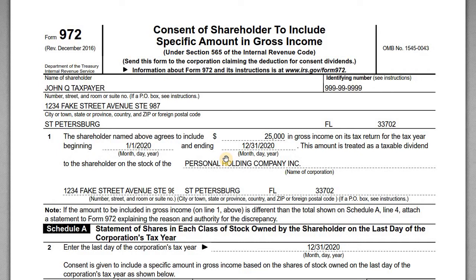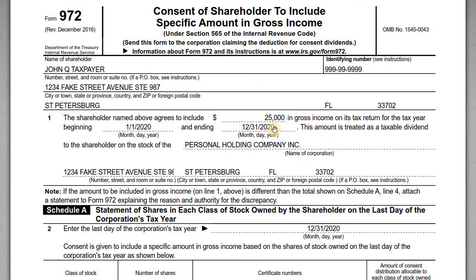John Q. Taxpayer, he's the shareholder of a PHC. He wants to try to minimize his PHC tax. And so he's saying, look, the company is not going to distribute any actual cash to me. It's going to keep it, but I'm going to take a deemed dividend distribution to try to reduce the PHC taxes at this Form 1120 level. So in order to do that, you've got to complete Form 972 and 973. So Form 972, this is the consent where the shareholder is saying, okay, I'm going to include this amount in income. I didn't actually get any cash for it, but I'm going to pay taxes on it anyway.